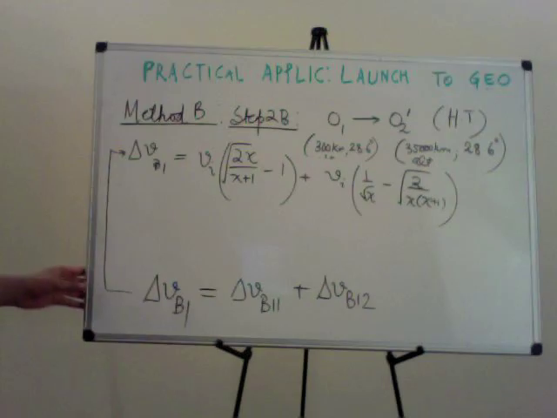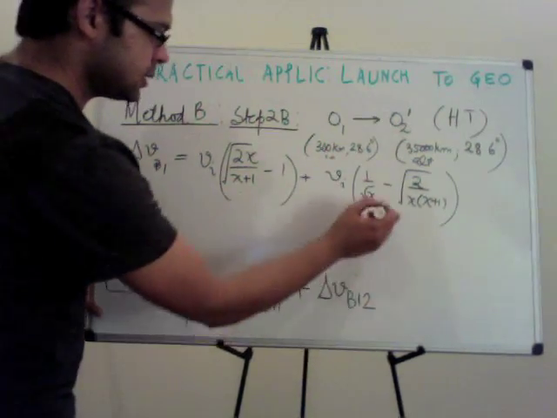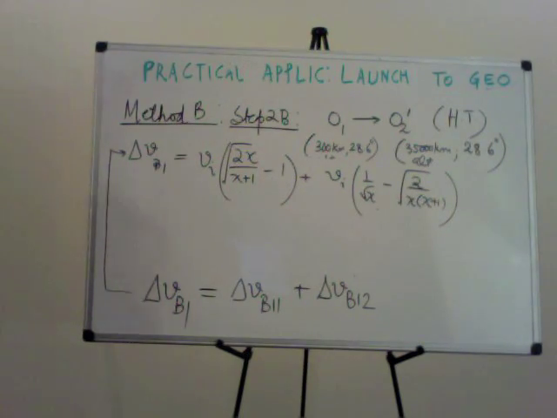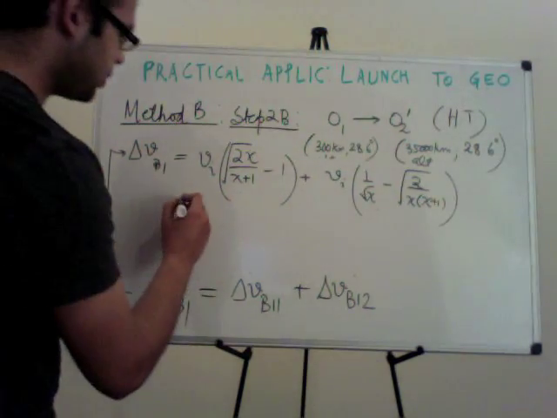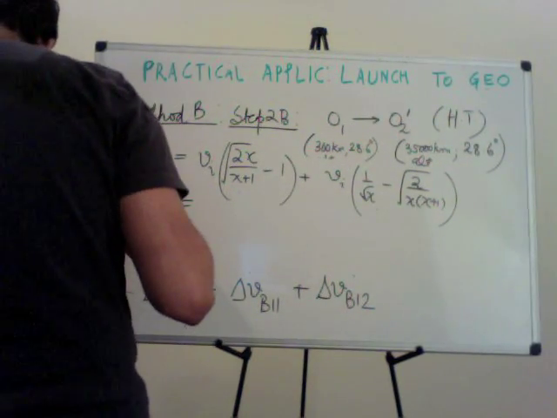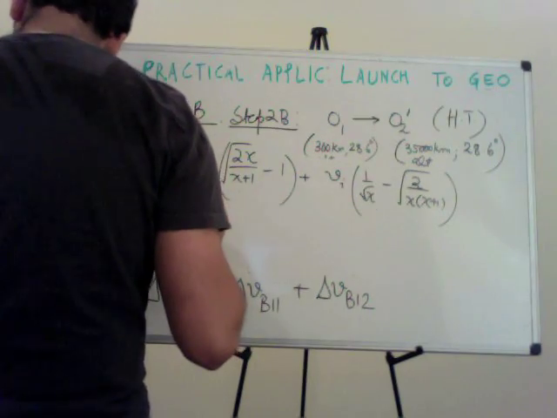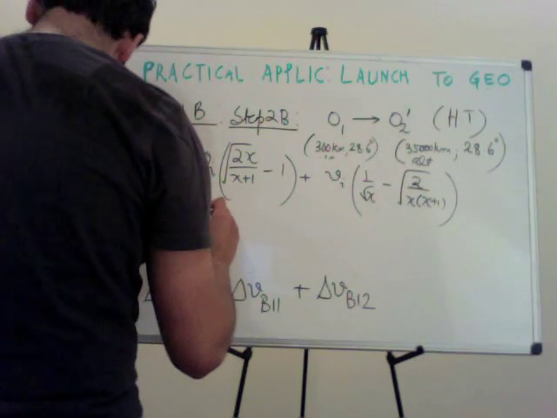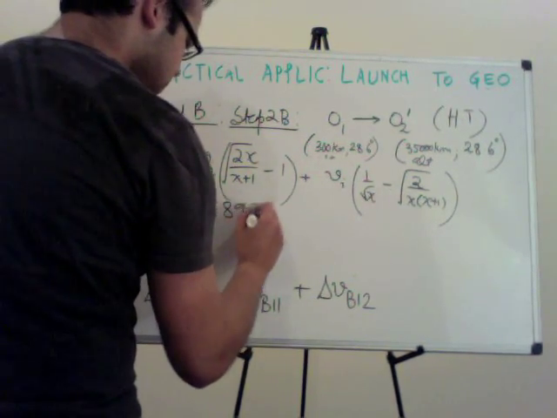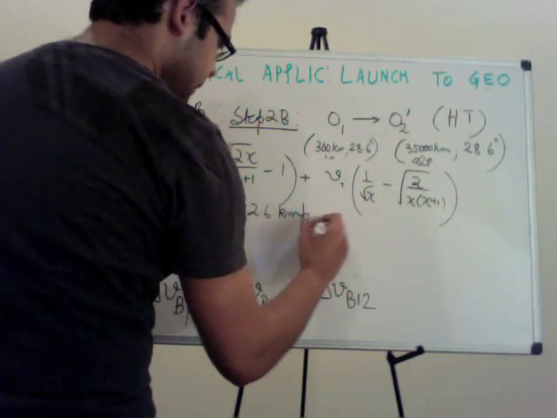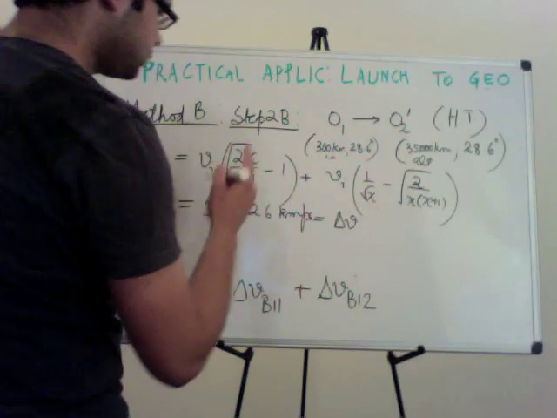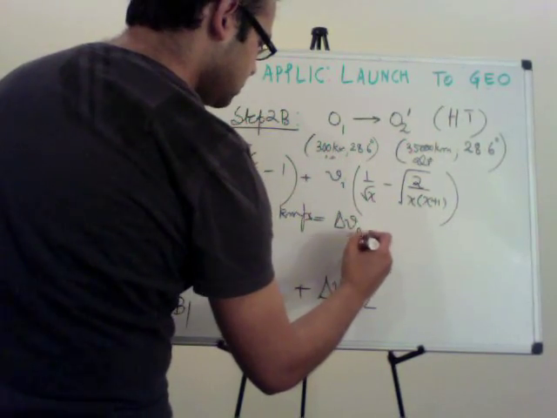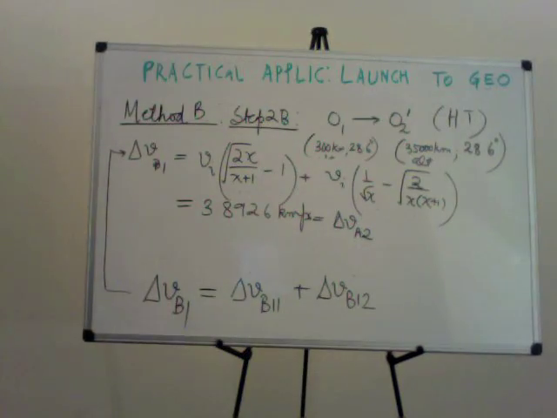Here's the Hohmann transfer. Okay, this is this and this is that. The two maneuvers in the Hohmann transfer, and so Vi and chi are the same as before in method A. So this part is going to give me the same value of delta V, equal to 3.8926 kilometers per second, the same number we found for method A, but it was the second step of method A, or the second delta V of method A.